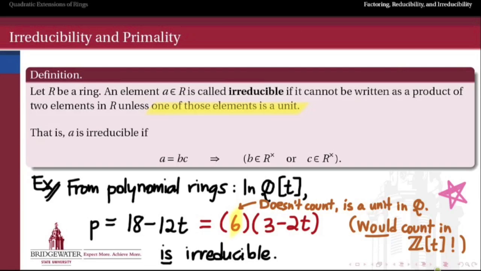numbers. File this away, because in our next class, we're going to talk about Gauss's lemma, and Gauss's lemma spells out specifically the relationship between factorability over the integers and factorability over the rational numbers. So put that on a shelf and just make the observation here that even though p doesn't factor in a meaningful sense over the rationals, it does factor in a sense that's meaningful over the integers.